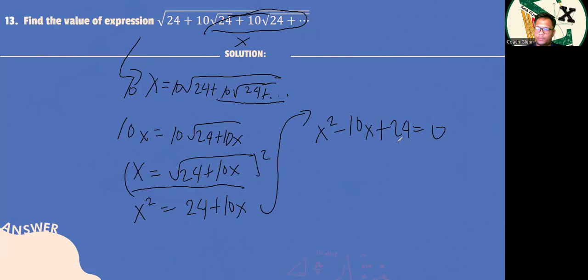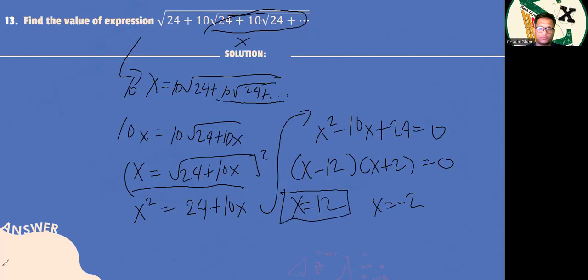Then we just need to solve this like a quadratic equation. Your possible roots for 24, we got 8 and 3. But 8 and 3 does not have a difference of 10. So let's have another one. We can have 12 and 2. 12 and 2 has a difference of 10. So we can use that. So we have x minus 12 times x plus 2 is equal to 0. That means our values for x is equal to 12, and we also have x is equal to -2. But as we can observe here, we have a radical sign, so we cannot have a square root of a negative number because that's imaginary. So we just consider the positive root. So the final answer should be 12.